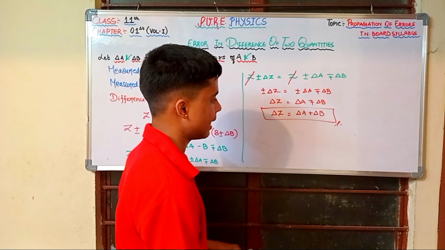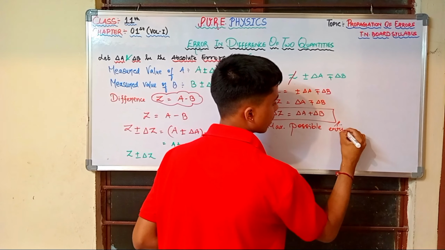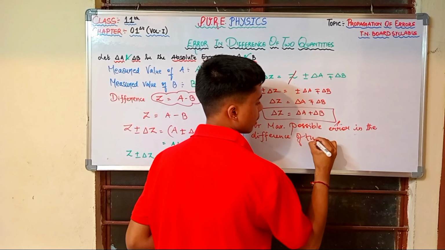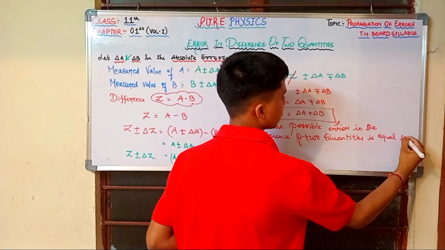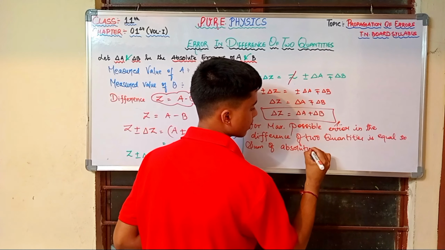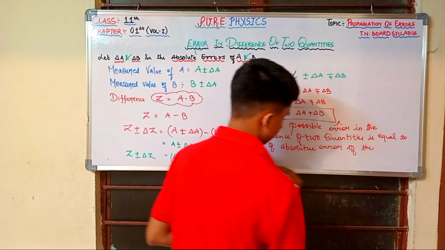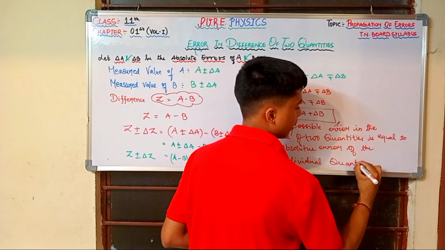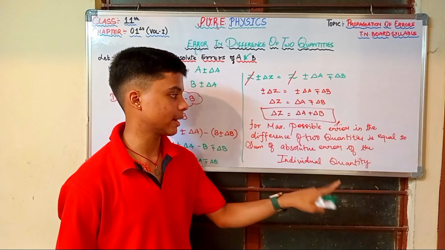So for this, you need to give a definition saying that the maximum possible error in the difference of two quantities is equal to the sum of absolute errors of the individual quantities. So the maximum possible error in the difference of two quantities is equal to the sum of absolute errors of the individual quantities.